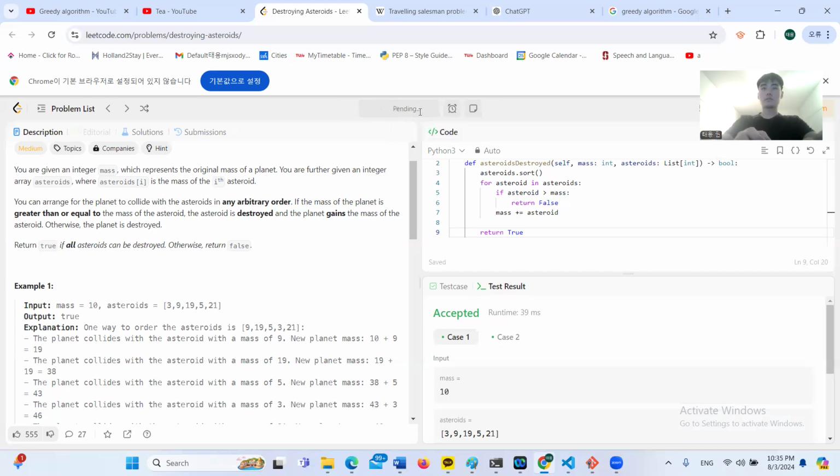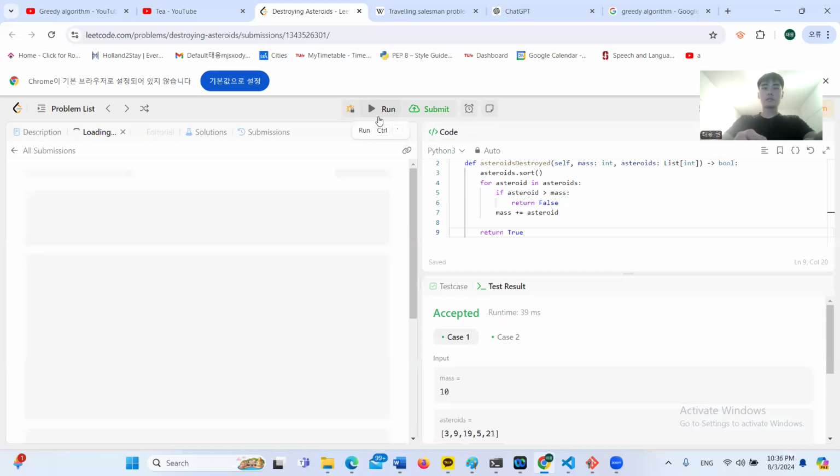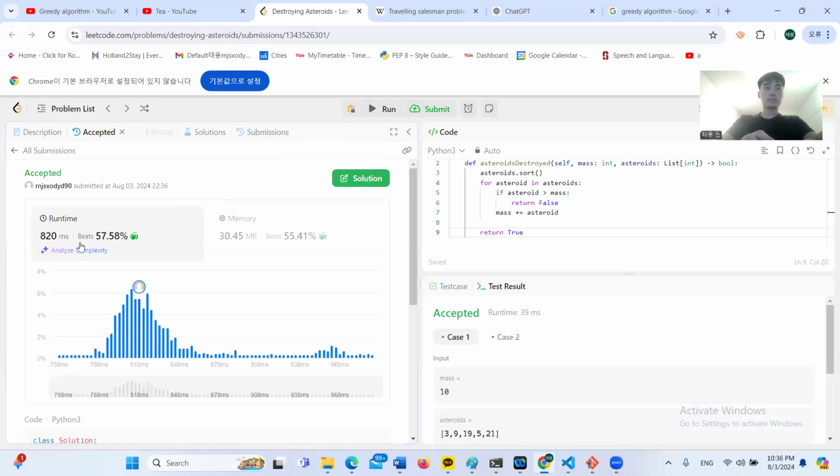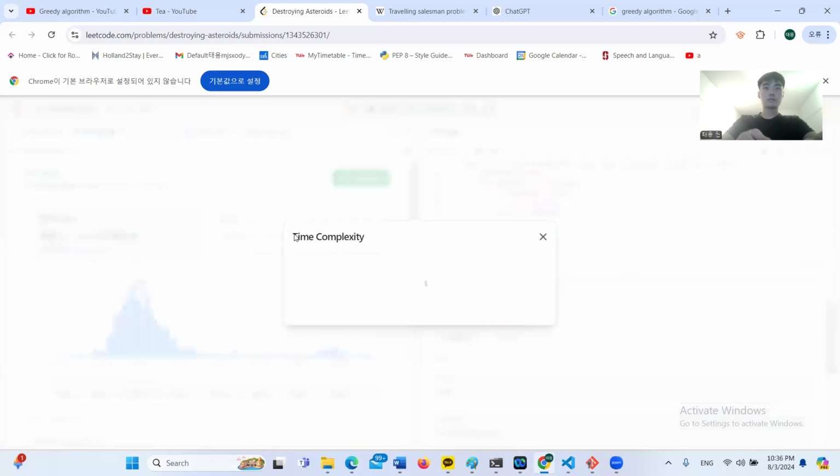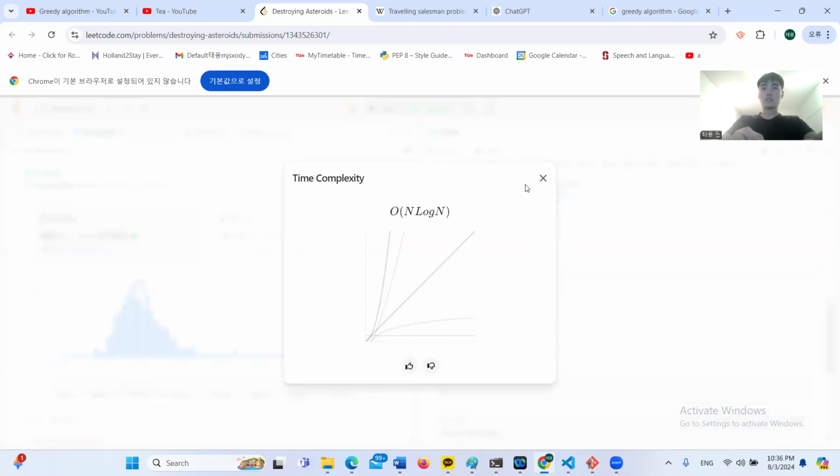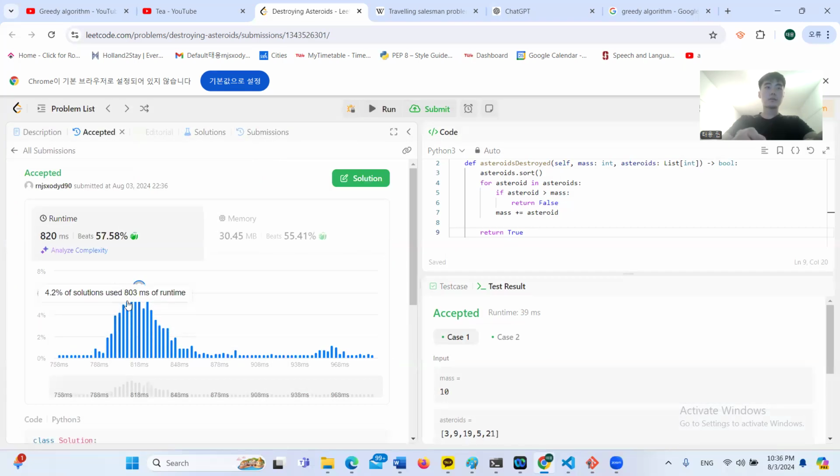So let's submit it. And we can see that, yeah, n log n time complexity. And we beat 57%, so we are like halfway there. Anyways, that was it, guys. It was a quick introduction to greedy algorithms and how it works, one of the instances where it works.